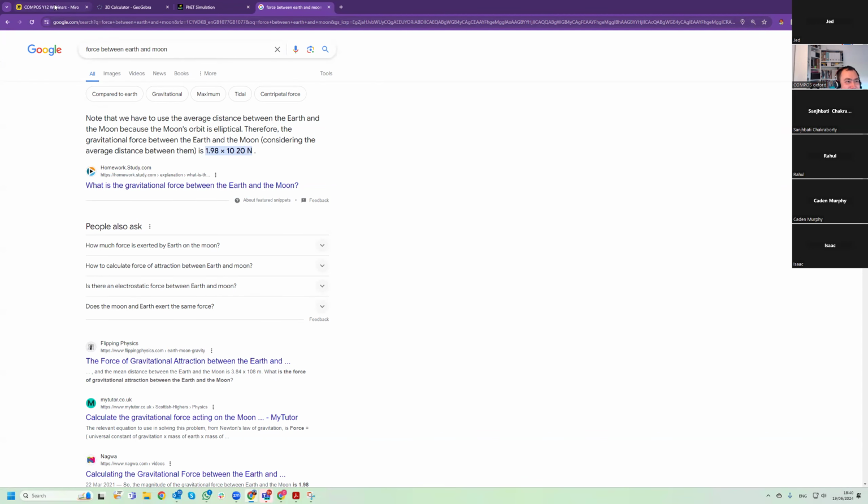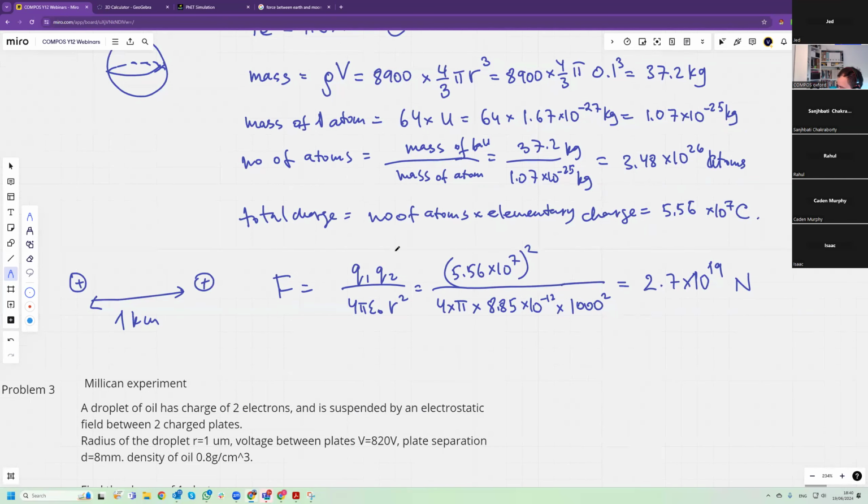What was the force between the Earth and the Moon? It's 2 times 10 to the 20 newtons. So it's only 10 times smaller than the force between the planet Earth and the Moon. Yeah, just increase it.